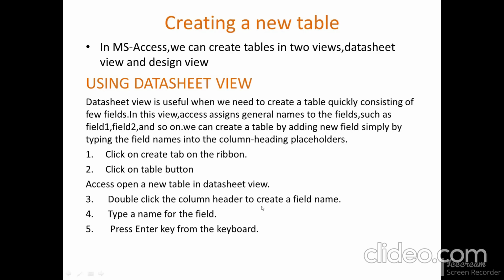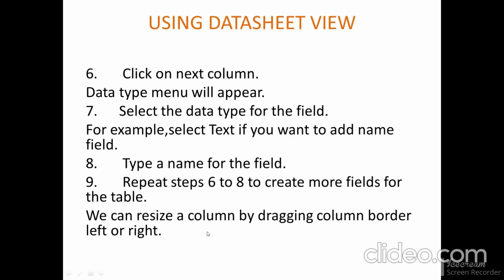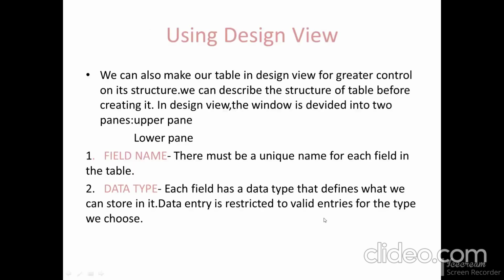Double click on the column header to create a field name. Type a name for the field, press the Enter key on the keyboard. Next, click on the next column, and the data type menu will appear. Select the data type for the field. For example, select Text if you want to add a name field, and type a name for the field. Repeat steps 6 to 8 to create more fields for the table. You can resize the column by dragging the column border left or right.